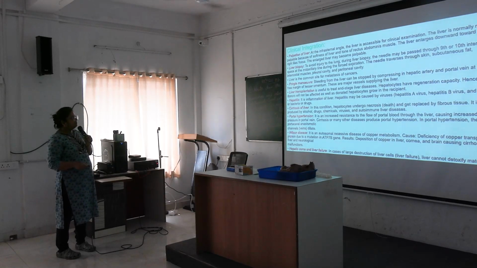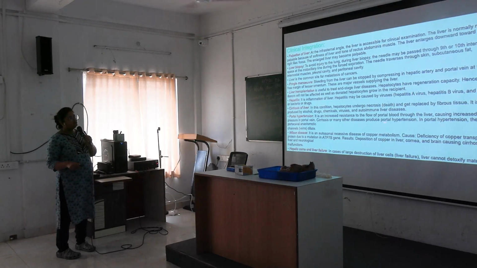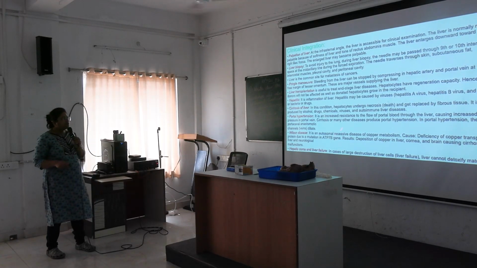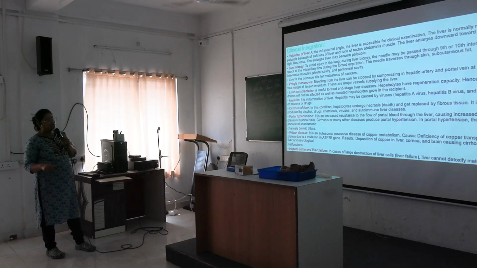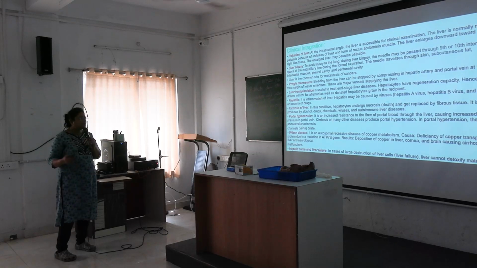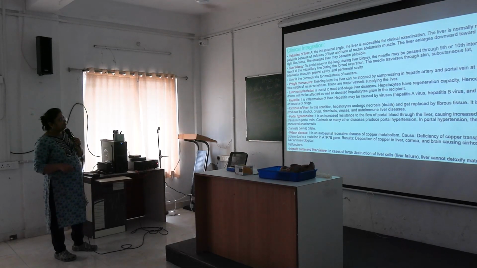Next is portal hypertension, increased resistance to the flow of portal blood through the liver, causing increased blood pressure in the portal vein. And cirrhosis or many other diseases produce the portal hypertension. In portal hypertension, the portocaval anastomotic channels will dilate. We have discussed already. Next is Wilson's disease.